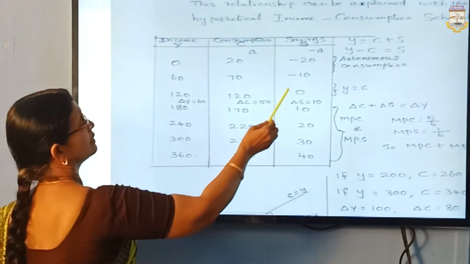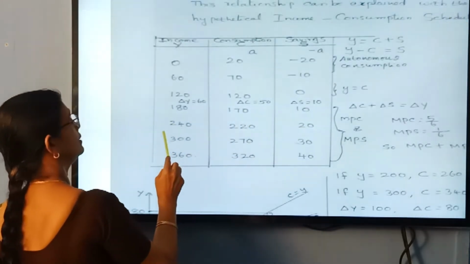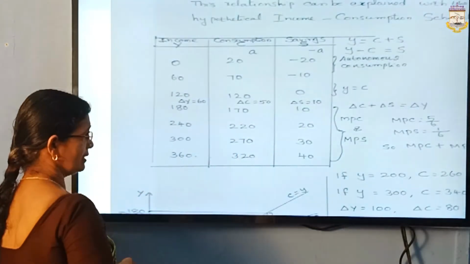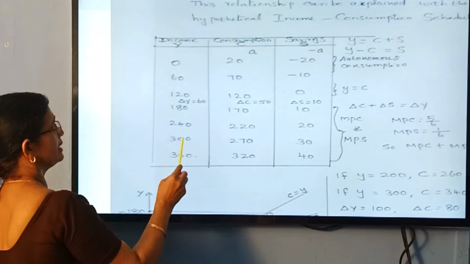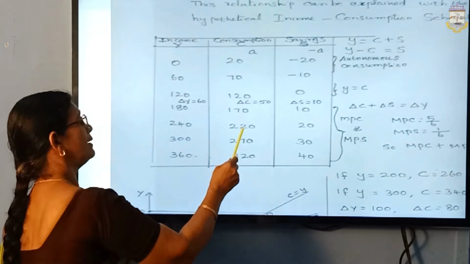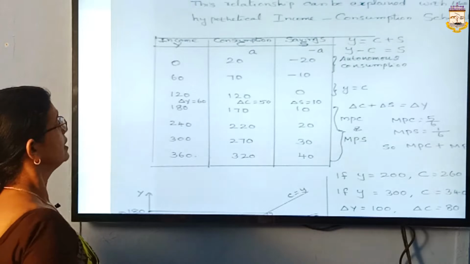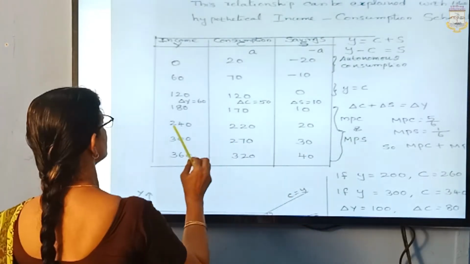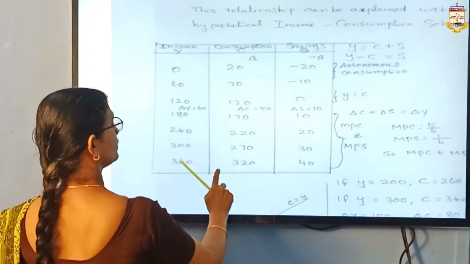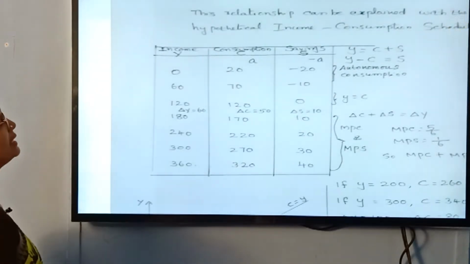So then savings also is increased to 20. How is saving derived? 240 minus 220 equal to 20. That is what is saving. Then again 300 and 360 like that, income is increasing and the consumer is spending 50 crores, again 50 crores on consumption. So in that case, saving is increased, 300 minus 270, 30 crores, and 360 minus 320, 40 crores. Likewise, saving is increasing.